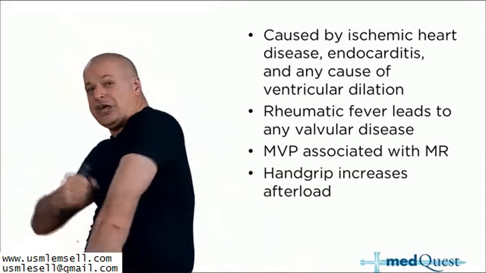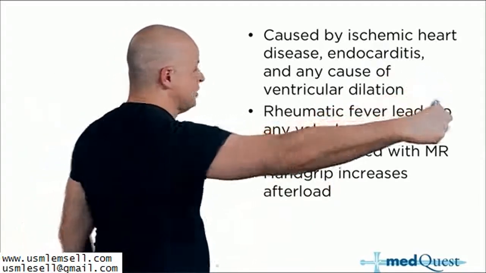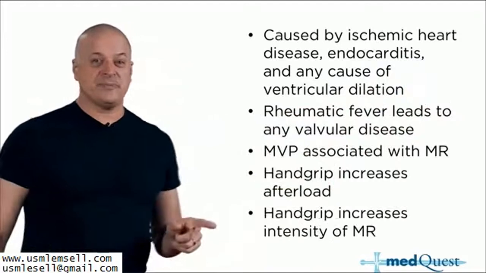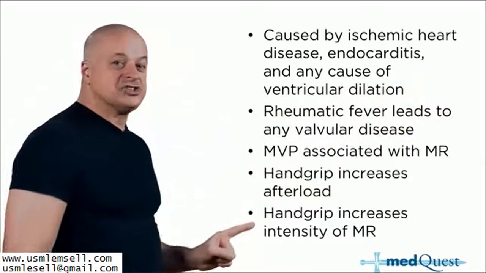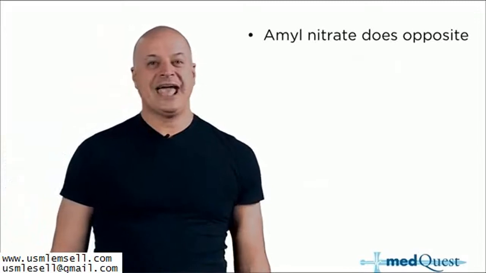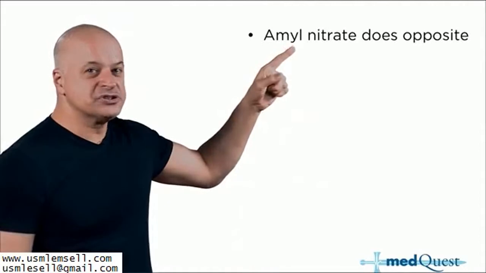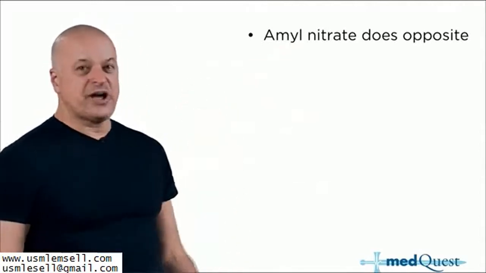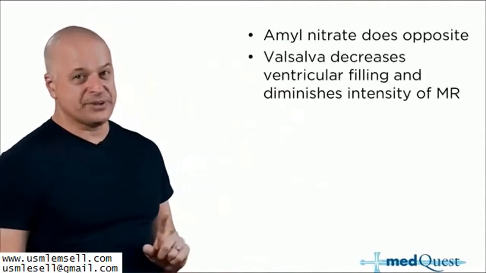Oh, handgrip increases the afterload. You squeeze the arteries of the arm and it shoves the blood backwards. The opposite of handgrip is amyl nitrate, which dilates the arteries. Amyl nitrate is the same as an ACE inhibitor in terms of vasodilation and decreasing afterload. So amyl nitrate softens all left-sided murmurs except mitral valve prolapse and hypertrophic obstructive cardiomyopathy.